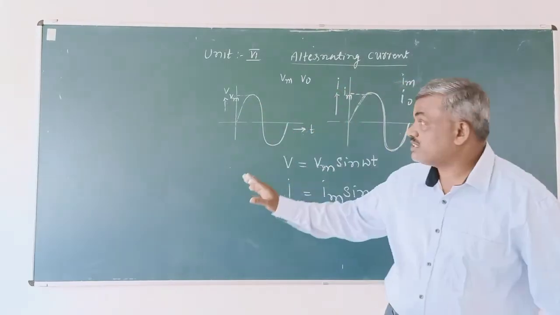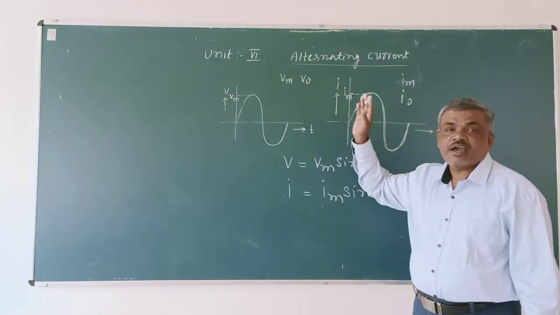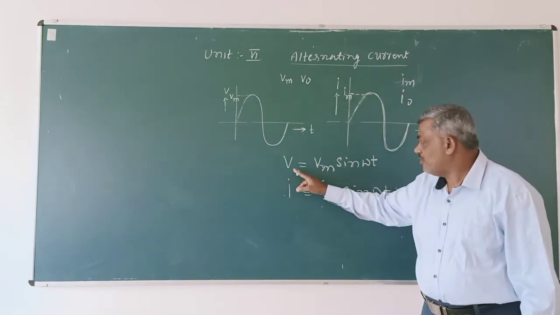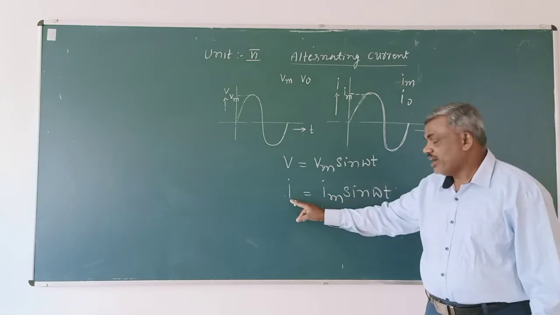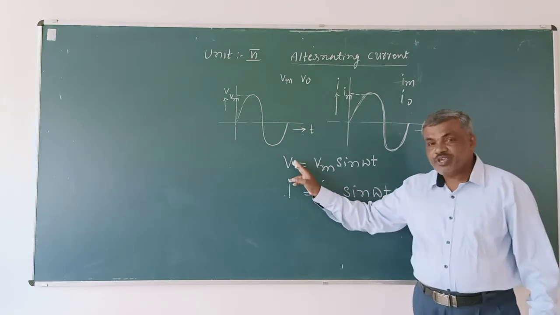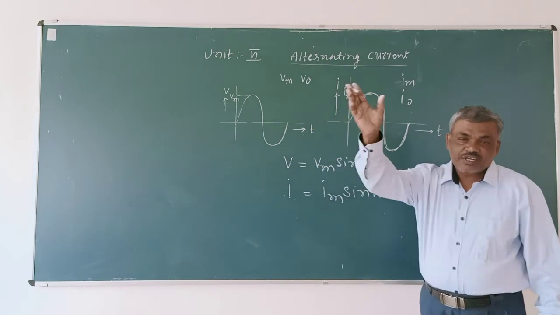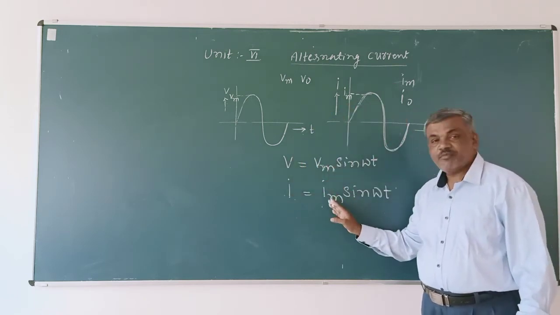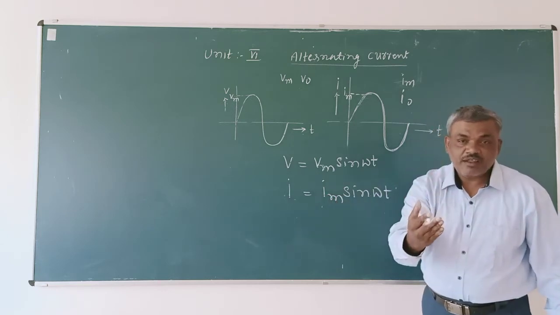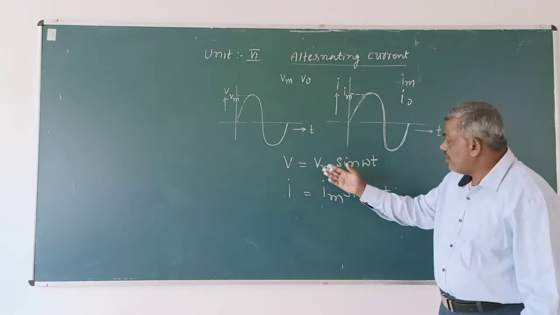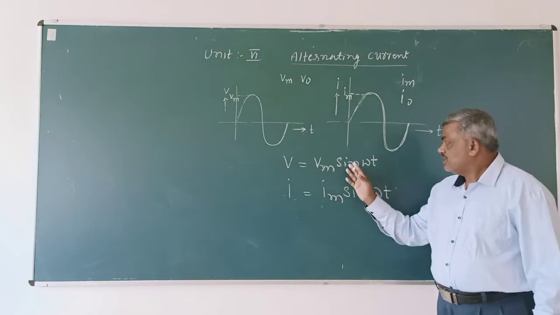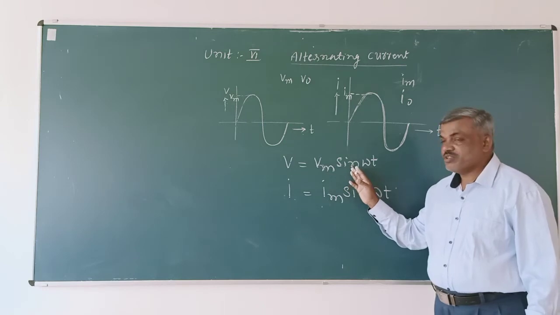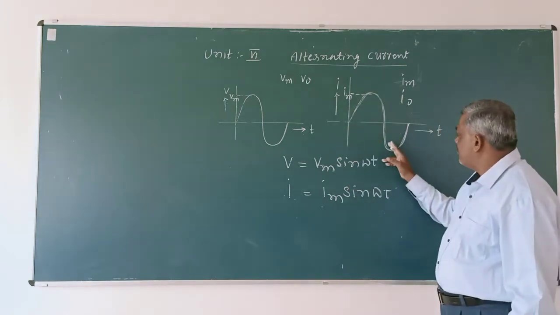These are the two mathematical expressions for alternating current. Once more: V equal to Vm sin omega t, I equal to Im sin omega t. V and I represent the instantaneous values of alternating voltage and current. Vm and Im represent the peak or amplitude of alternating voltage and current. When the voltage varies as a sine function with time, it is a sine wave.